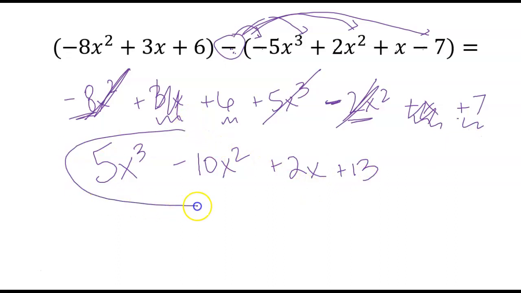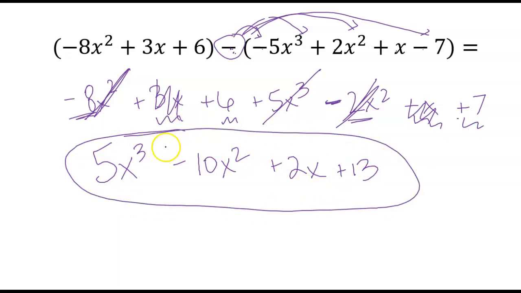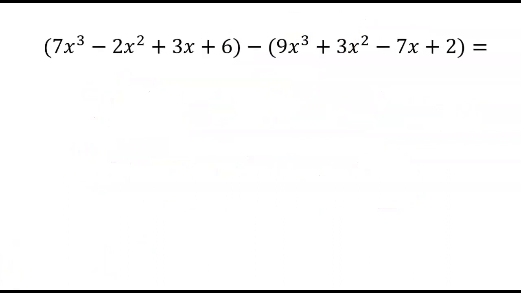Okay? So again, if you're adding, you can just start right away looking for like terms and add them together. If you're subtracting, please distribute the negative to everything in the second set of parentheses before you begin combining like terms. Once you've distributed that negative, it really is the same as adding polynomials. You're just going to look for like terms and add them up. So again, I like to rewrite the problem just to keep everything really clear.